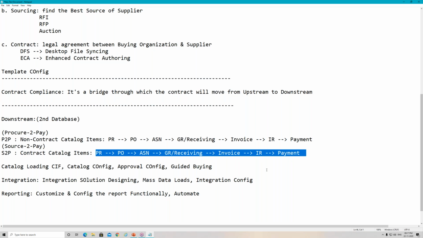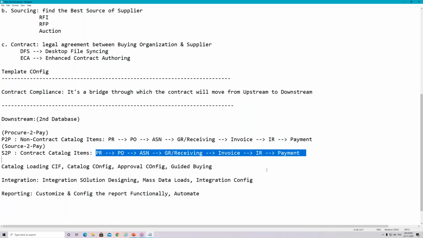So that is why, guys, H2P cannot be done either in upstream only or in downstream only. It will need both upstream and downstream. Why? Because the PR to payment process is part of downstream. But similarly, sourcing and contracting will happen in upstream, and contract compliance will act as a bridge between upstream and downstream. So that is why H2P requires both upstream and downstream mandatorily.